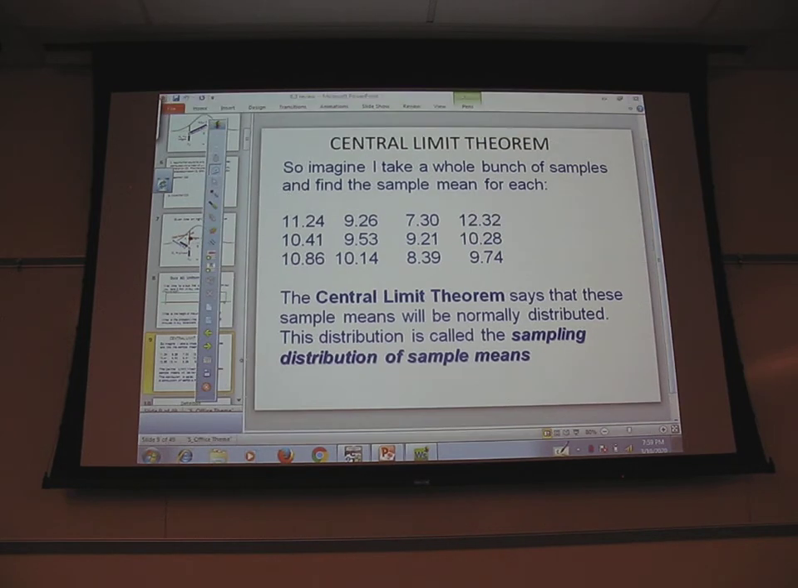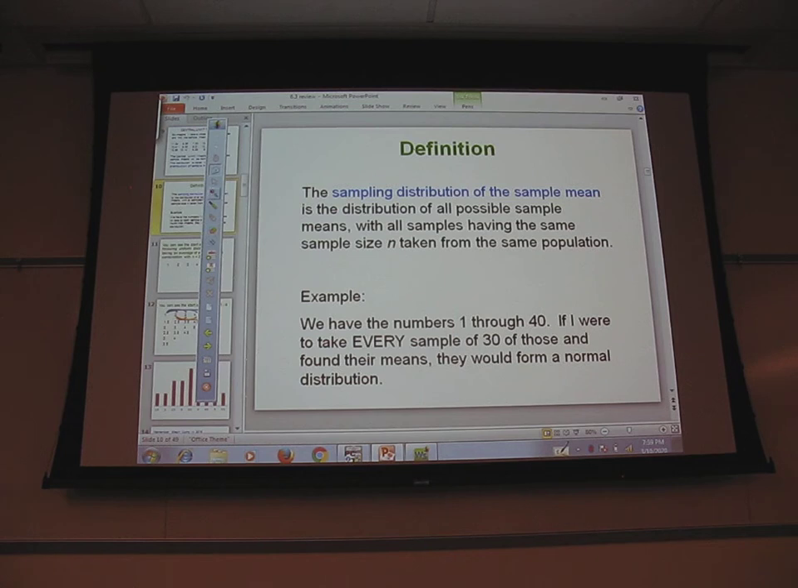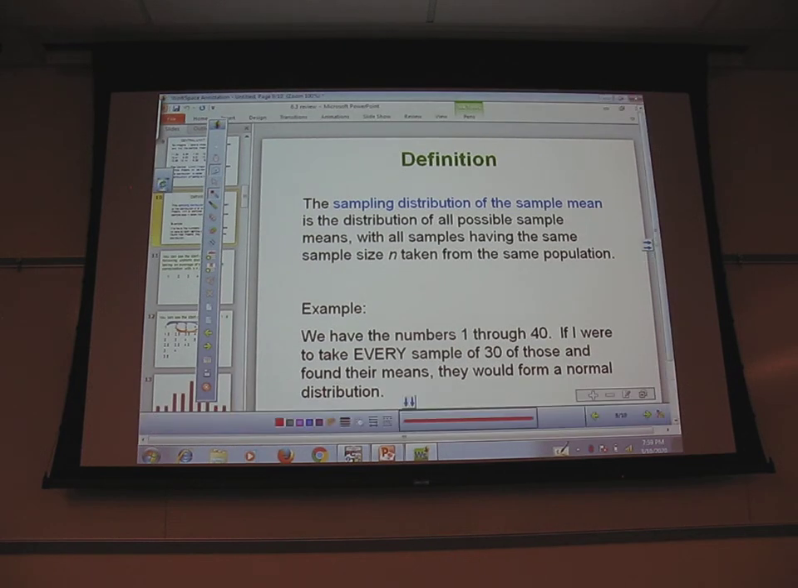Super cool, really nifty. There are a couple of definitions for it. Haley, go ahead and read.